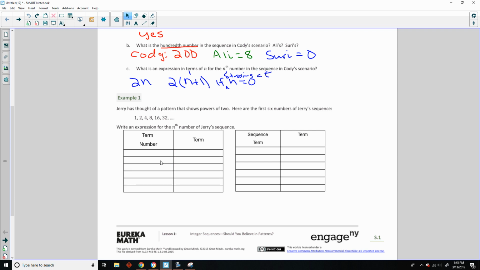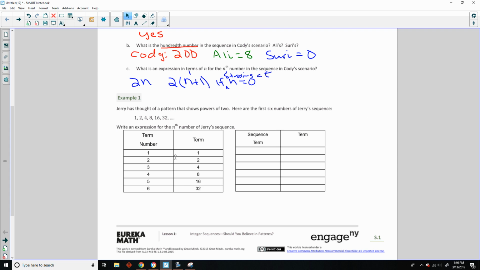Let's see. There we go. 1, 2, 3, 4, 5, and 6 term numbers. So the first term was 1. The second term was 2. The third term was 4. And then we went to 8. And then we went to 16. And then we went to 32.